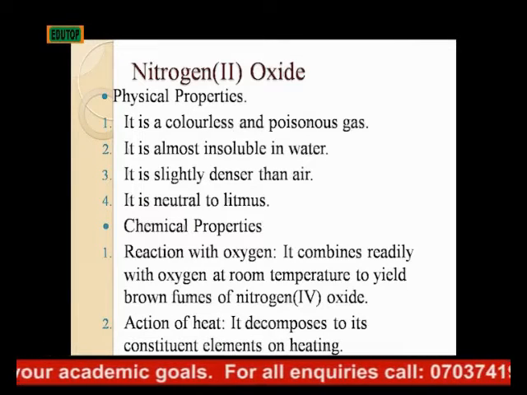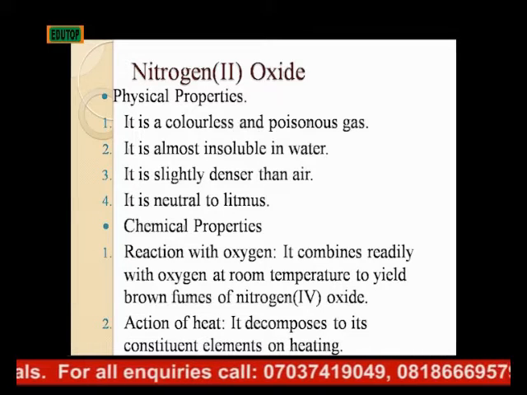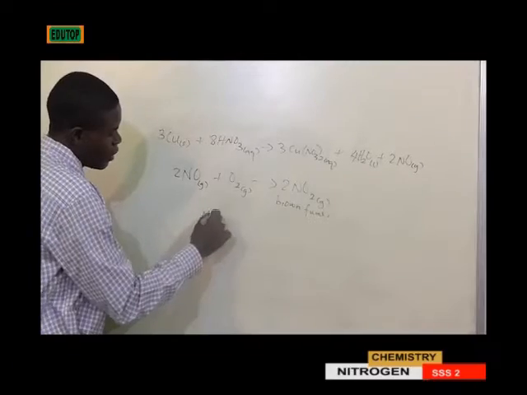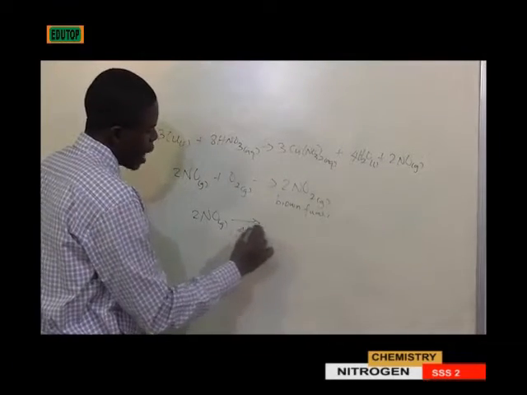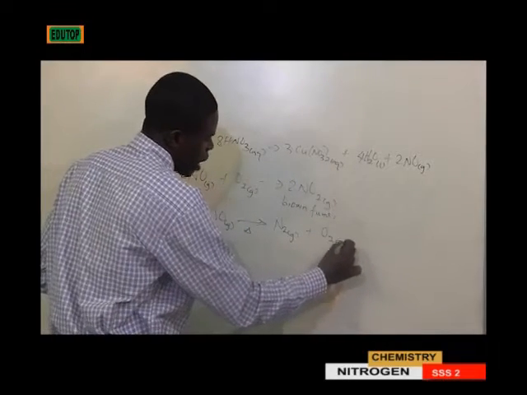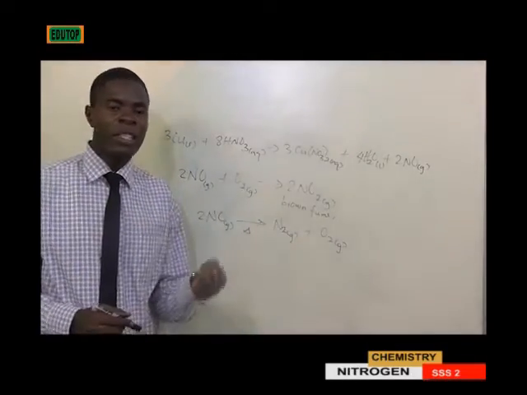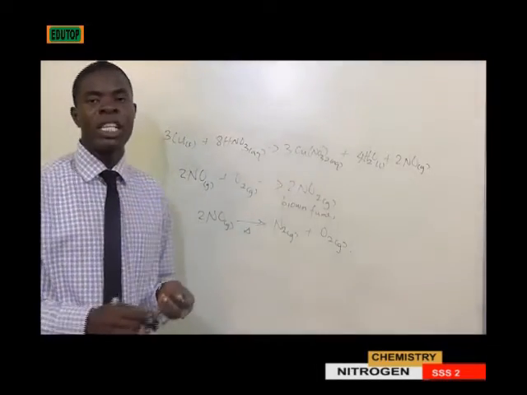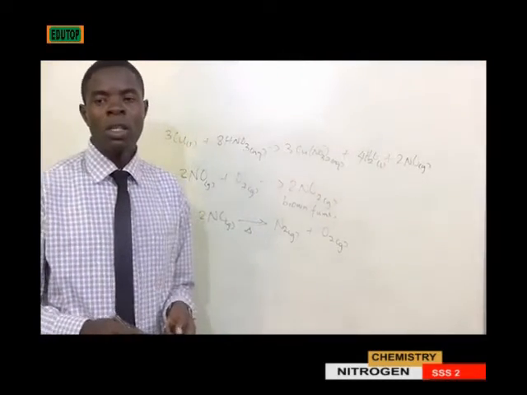Action of heat: it decomposes to its constituent elements on heating. On heating, nitrogen 2 oxide gas decomposes to nitrogen gas and oxygen gas respectively. So that is the action of heat on nitrogen 2 oxide.